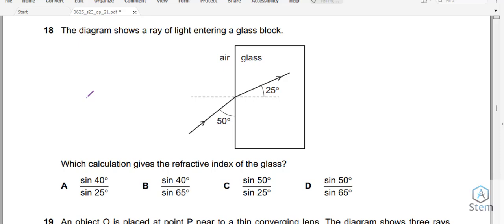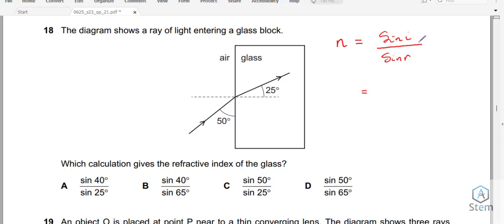Number 18. The diagram shows a ray of light entering a glass block. Which calculation gives the refractive index of the glass? Now we know that refractive index, given by n, is equal to sine i divided by sine r, where i is the angle of incidence and r is the angle of refraction. Before we do the substitution, let's sort out something very important here.